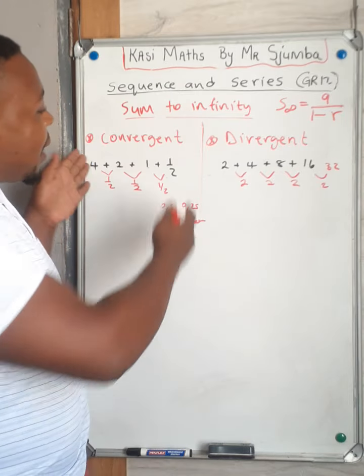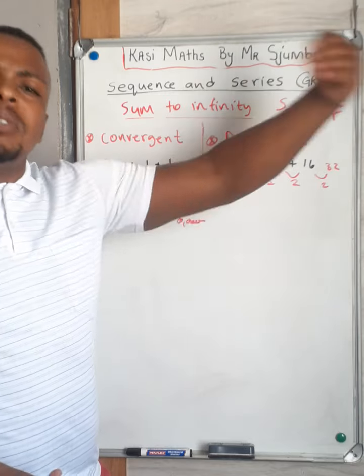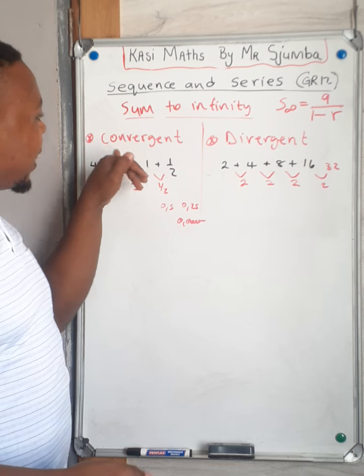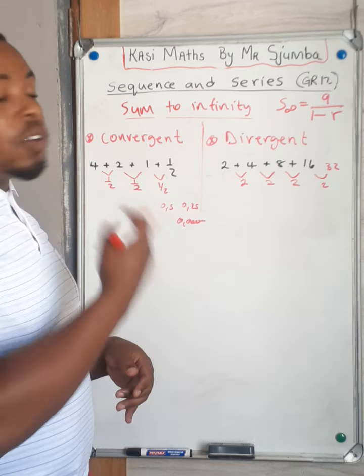So if a pattern or a series is approaching a certain number, approaching 0, approaching 1, we say that series is a convergent one. It converges.